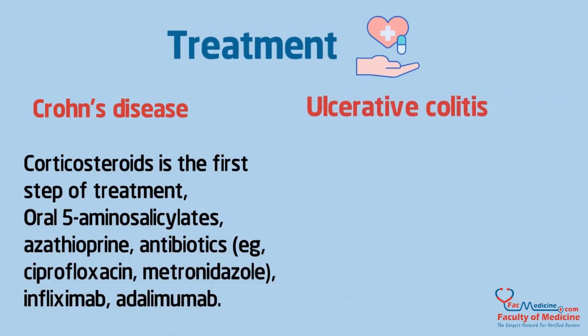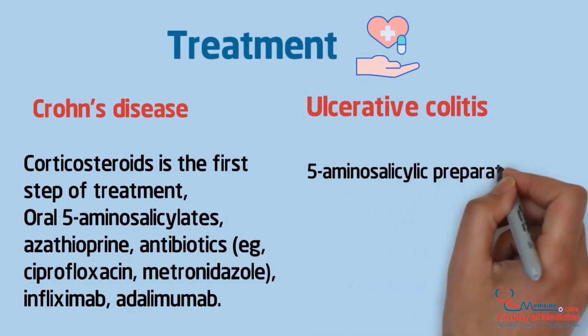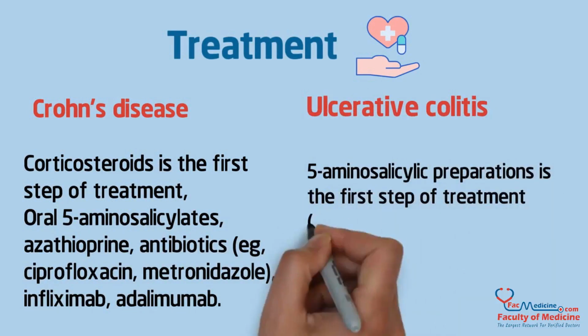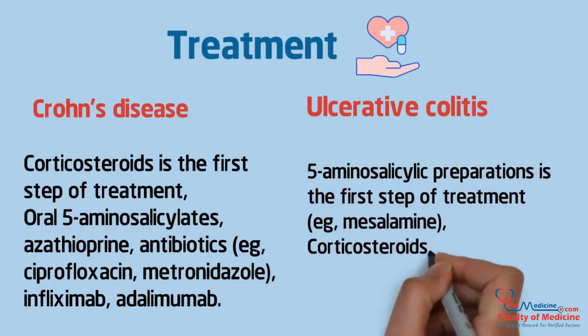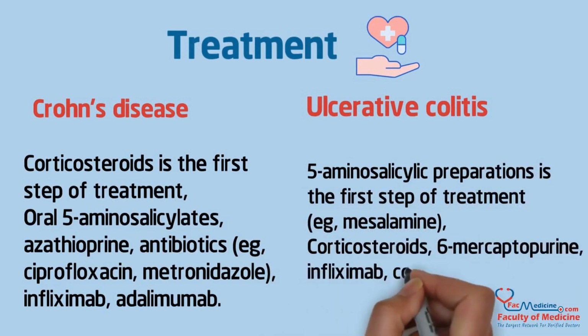Ulcerative colitis: 5-aminosalicylic preparations are the first step of treatment, for example mesalamine, then corticosteroids, 6-mercaptopurine, infliximab, colectomy.